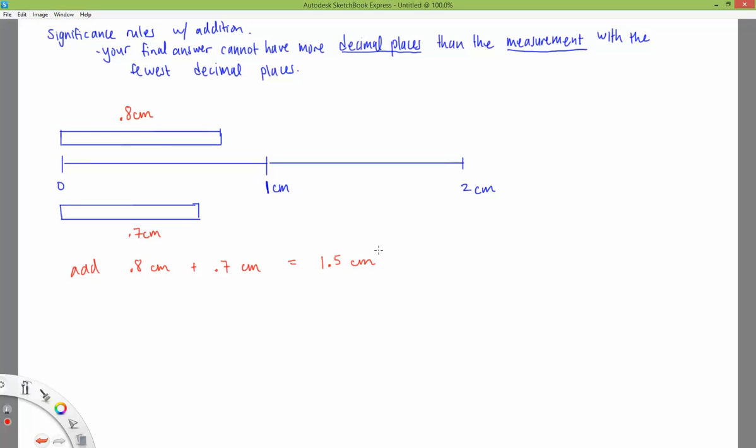What is our rule? We're dealing with decimal places. Here, I've got one significant digit and one significant digit, but I don't have to turn this into just one significant digit. This is with decimal places. I've got one spot behind the decimal, one spot behind the decimal, so I'm allowed to have one spot behind the decimal here. And so this is my answer, 1.5 centimeters.